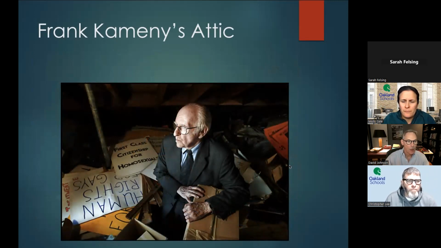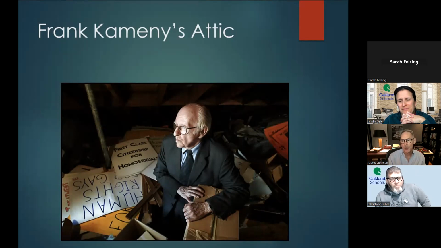And he had collected and saved all of his papers. This is Frank literally in his attic with the picket signs that they carried in front of the White House in 1965, with all of his personal papers, the papers of his organization. And when I was privileged enough to meet him and he showed me his attic, I said, there's a book here, right? There's a project here. And I returned essentially to graduate school to write that book, which became the Lavender Scare.